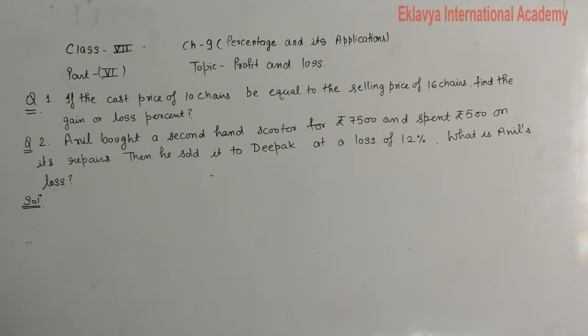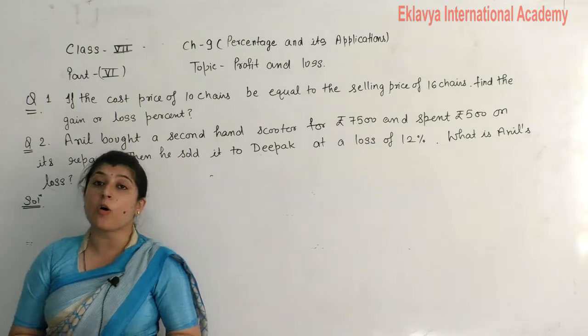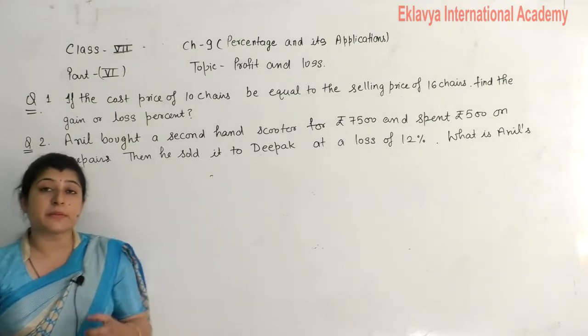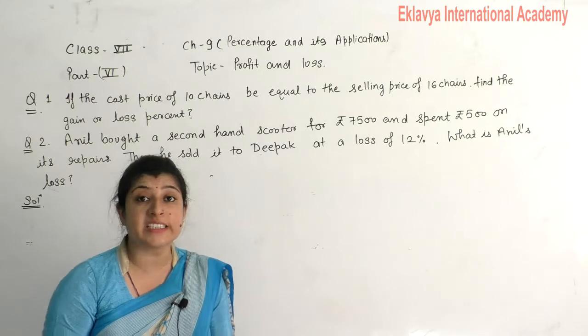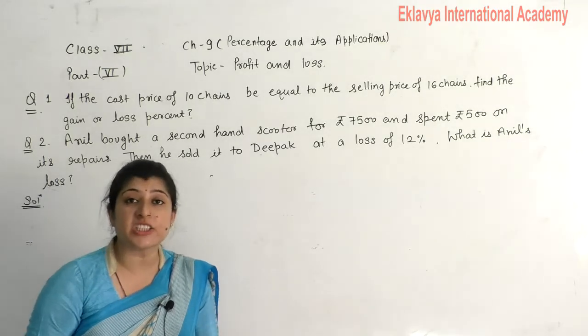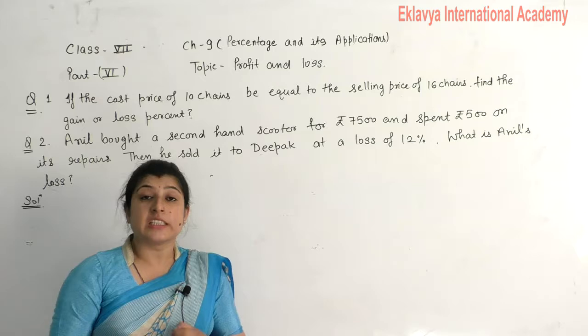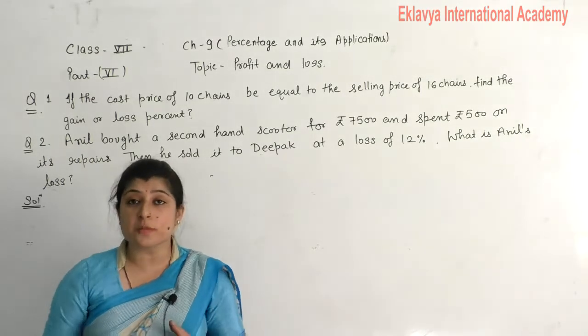Anil bought a second hand scooter for rupees 7500 and spent rupees 500 on its repair. Already said, total cost price is calculated with the overhead charges. Whenever anything is purchased and any overhead charges are added on it, whether it is transportation charge, repairing charge, or any charges, these all are included in the cost price.